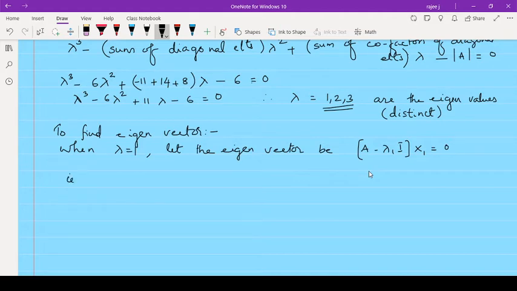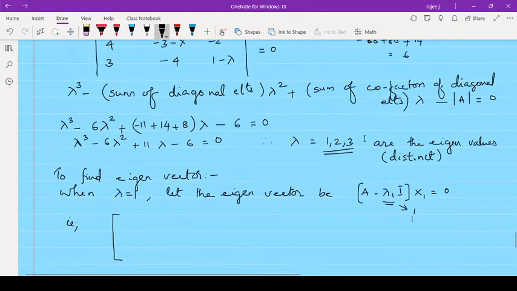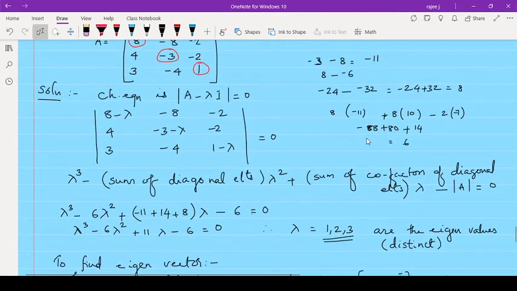What you have to do is, here we consider the matrix only, A minus lambda into I. Put lambda 1, which is equal to 1. Then for lambda equal to 1, the eigenvector is (A minus lambda 1 I) of x1. This lambda 1, I have taken as the value 1. Now in this equation, put lambda equal to 1. Here this is a determinant, but we are going to consider the matrix.